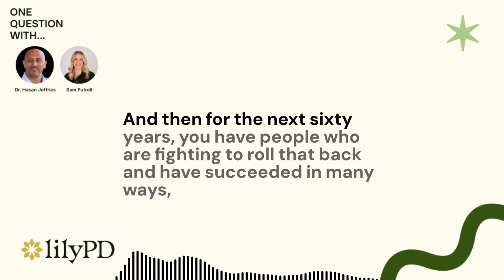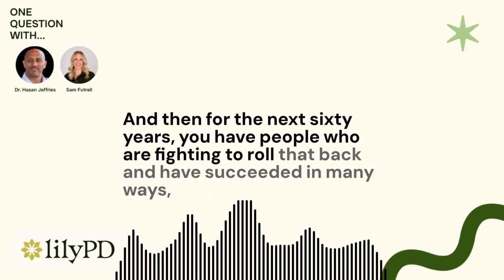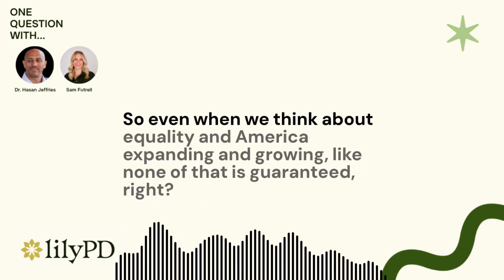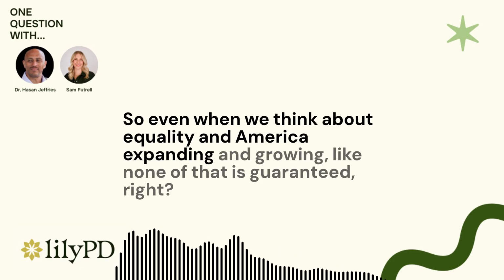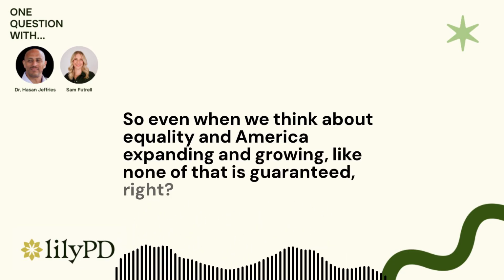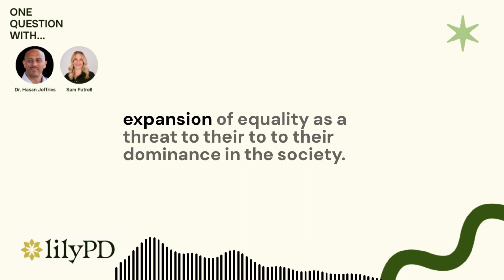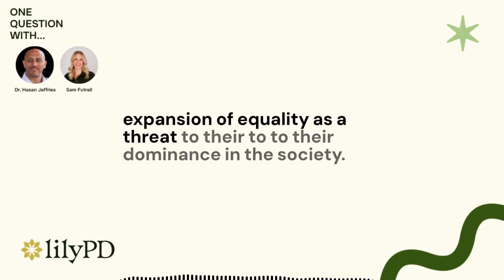And then for the next 60 years, you have people who are fighting to roll that back and have succeeded in many ways. So even when we think about equality and America expanding and growing, like none of that is guaranteed, right? All of it can be rolled back because there's a real tension about those who want to expand and those who view any expansion of equality as a threat to their dominance in the society.